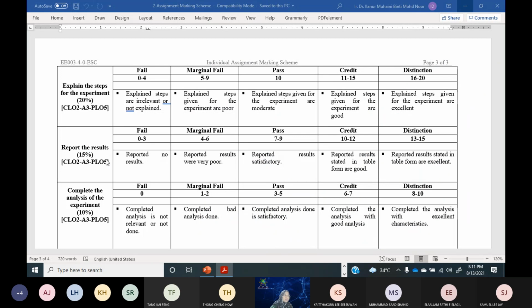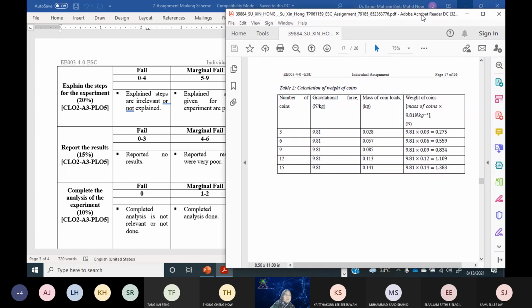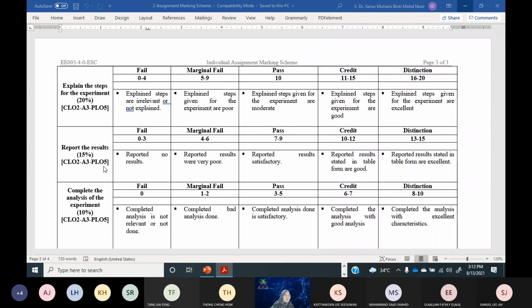Okay, after that, report the result. Report must be in table, cannot be in paragraph form. Okay, cannot be in paragraph form. Report must be in table. For example, something like this. Okay, number of coins, gravitational force, mass of coins, and then weight of coins. Okay, this is a sample of data for your result. Okay, result is a lot. The marks is 15%.